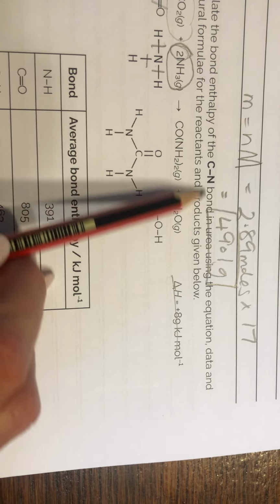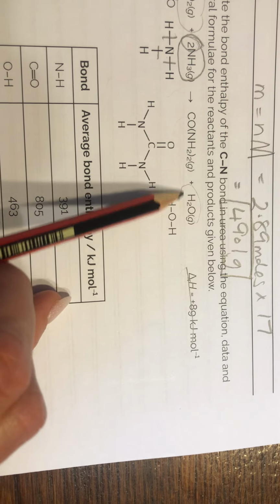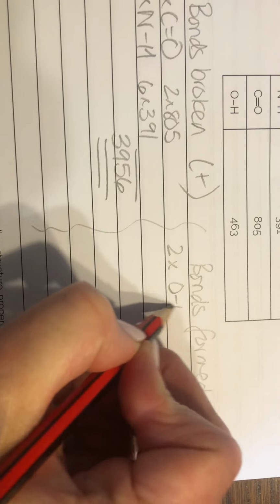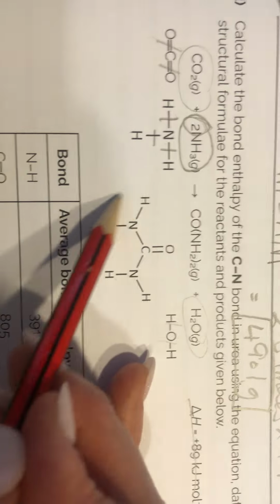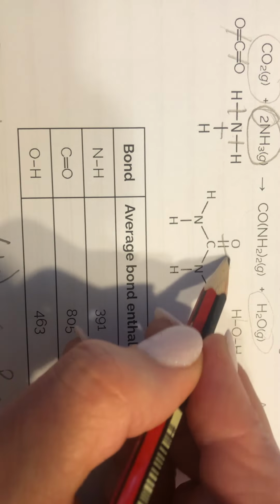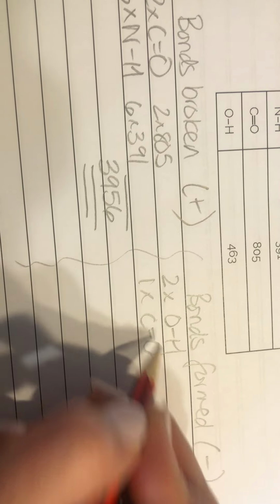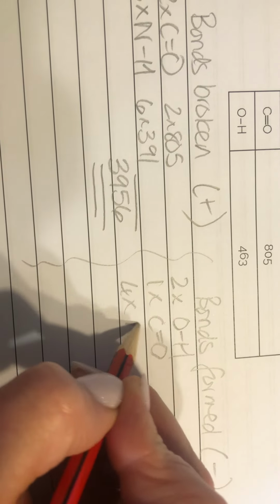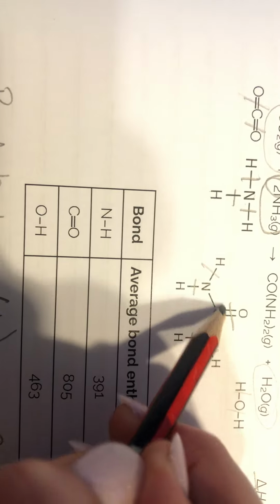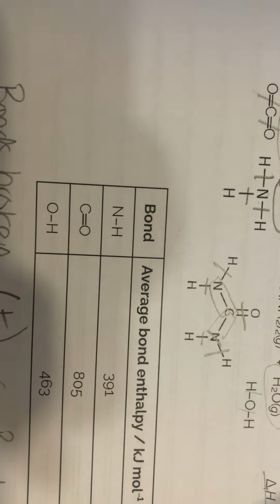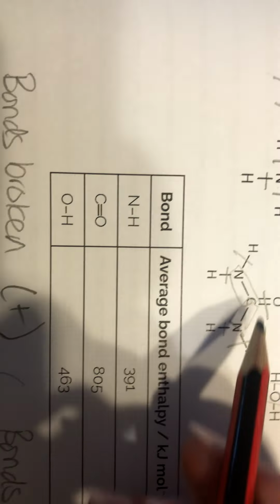So the bonds formed are on the right hand side of the arrow. So we've got 1 water which contains 2 O to H's, so that's 2 times O to H, and in this complicated molecule here we've got 1 C to O and we've got 4 N to H's. So let's put those in. 1 times C to O, and 4 times N to H. And then, if we look back up here, we've got these 2 little C to N bonds here. And those are the ones we need to find. There are 2 of them.